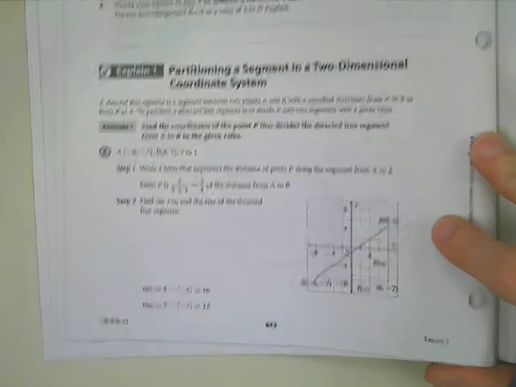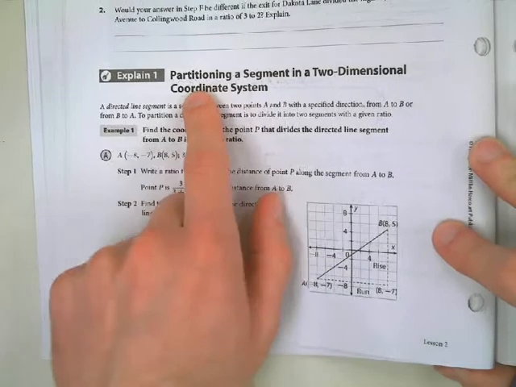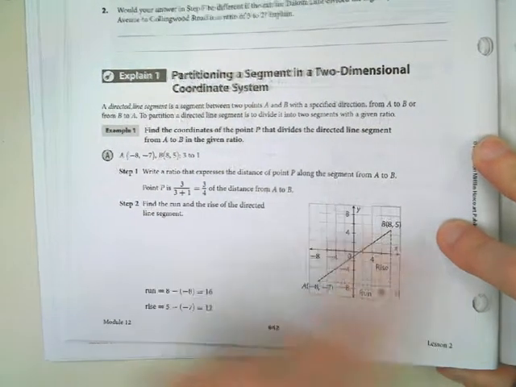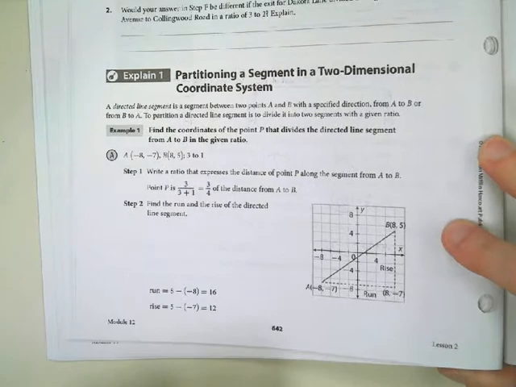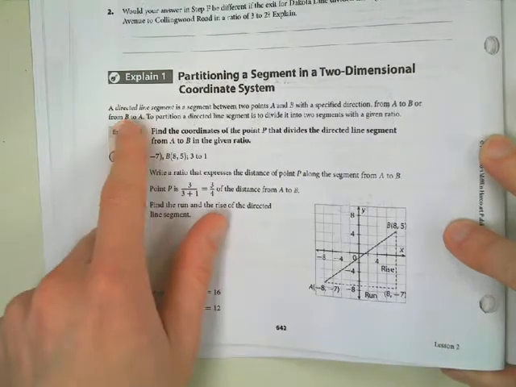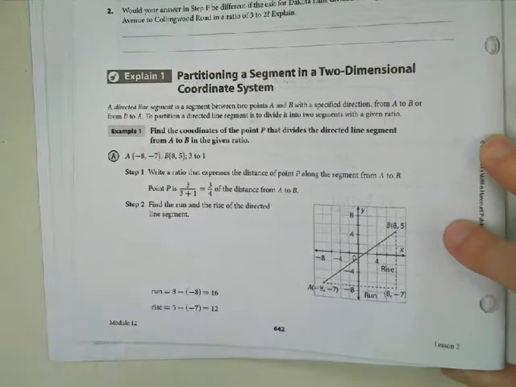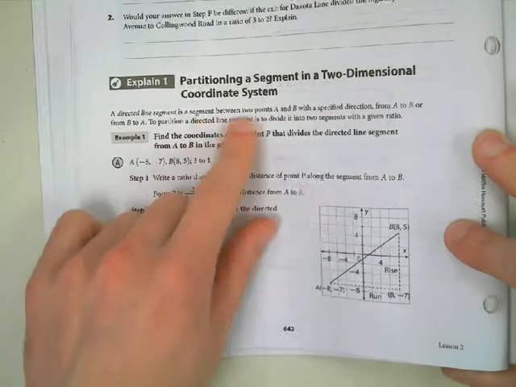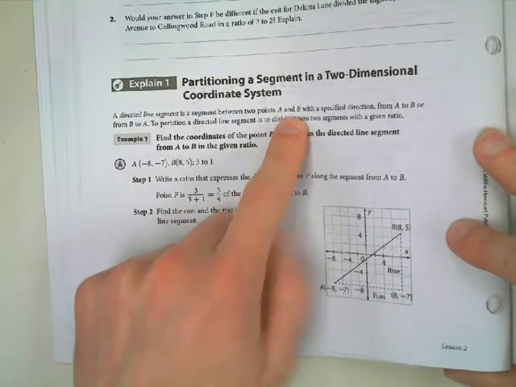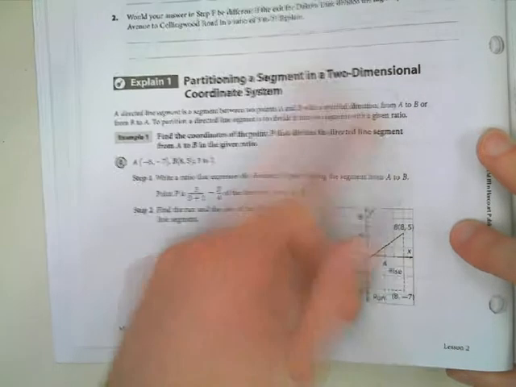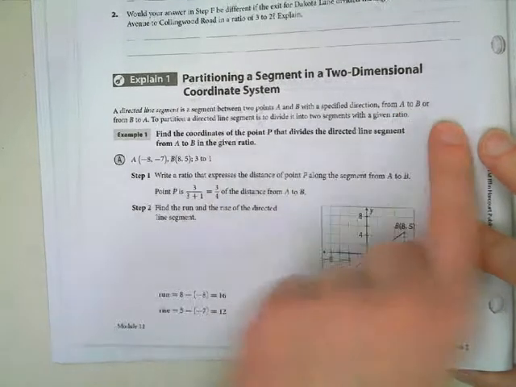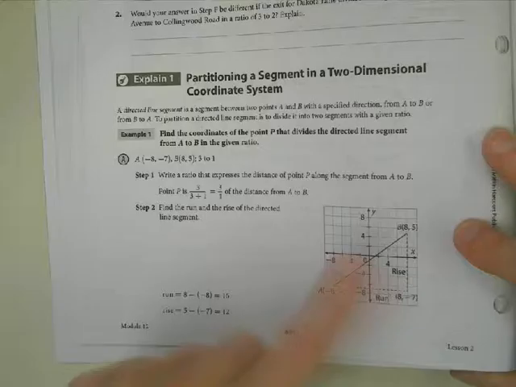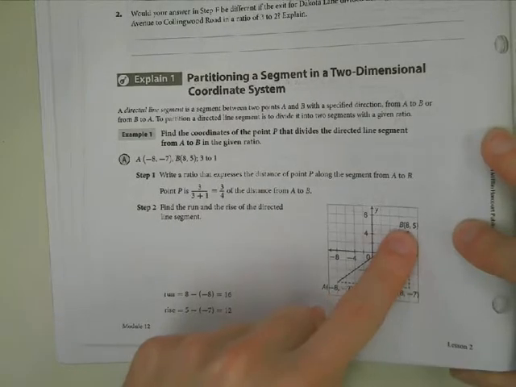We're going to talk about now partitioning a segment in a two-dimensional coordinate system. So like what we see here, right? 2 dimensions, x and then a y coordinate there. So a directed line segment, you guys maybe heard me use that phrase before. A directed line segment is a segment between 2 points, such as A and B, with a specified direction. So in other words, from A to B or from B to A, right? That's the direction, okay? So from A to B is going from here to there, and then from B to A would be starting at B going to A, okay?